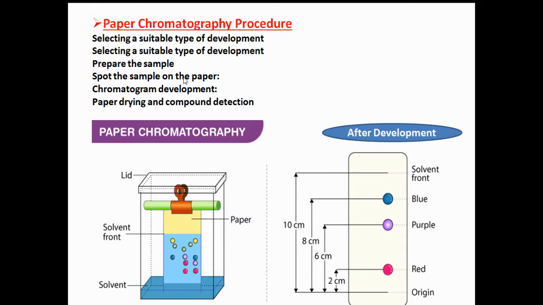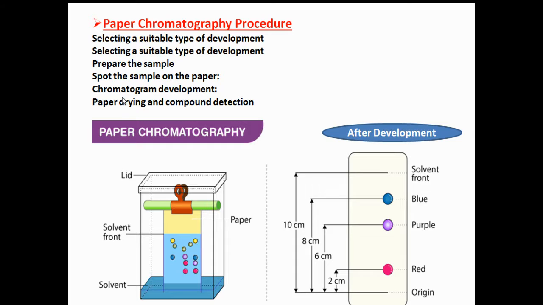The next step, after preparing the sample, is that it has to be spotted or loaded onto the paper. This loading can be done using capillary tubes or micro syringes. Suppose this is the paper we have taken for the separation, we need to draw a line about 1 centimeter from the bottom of the paper. Leave some distance and draw a line, which we call the origin line. Onto that origin line, we load the sample using capillary tubes or micro syringes. After that, we let it dry for a few minutes.